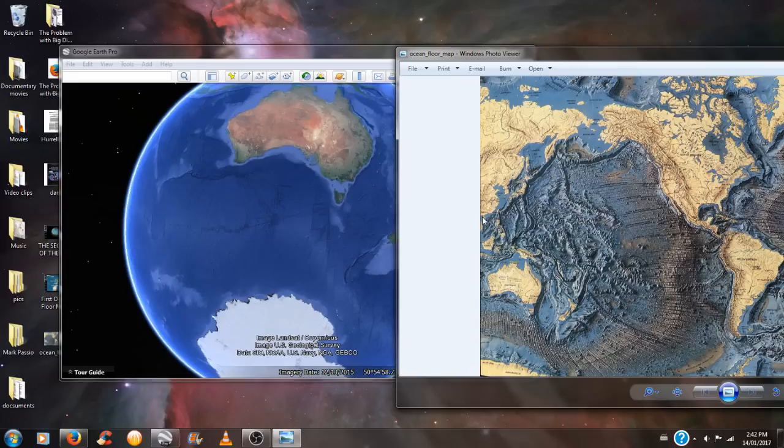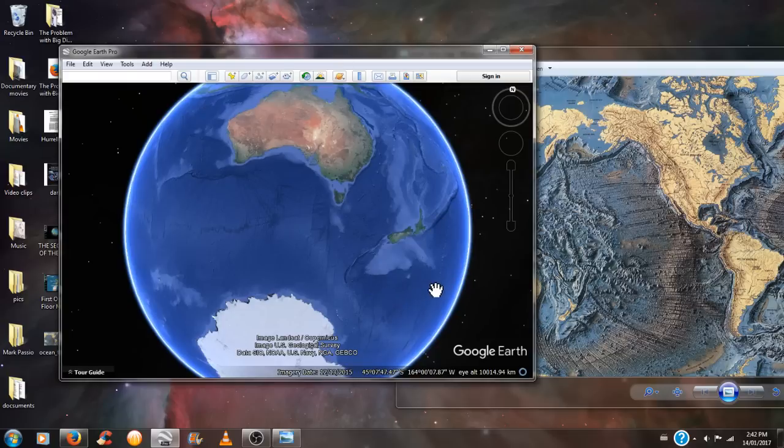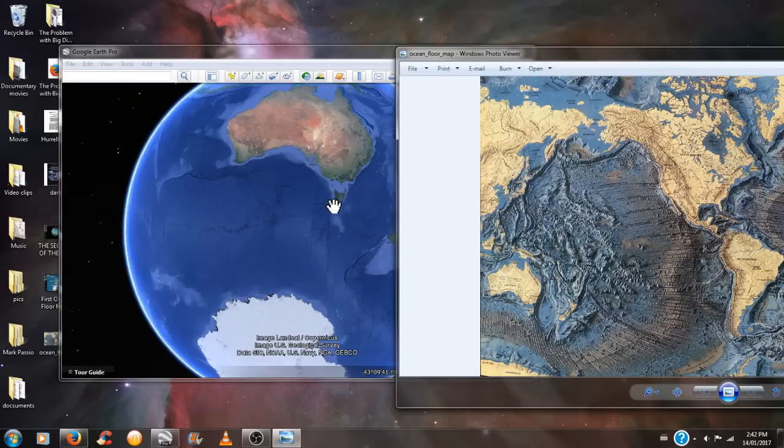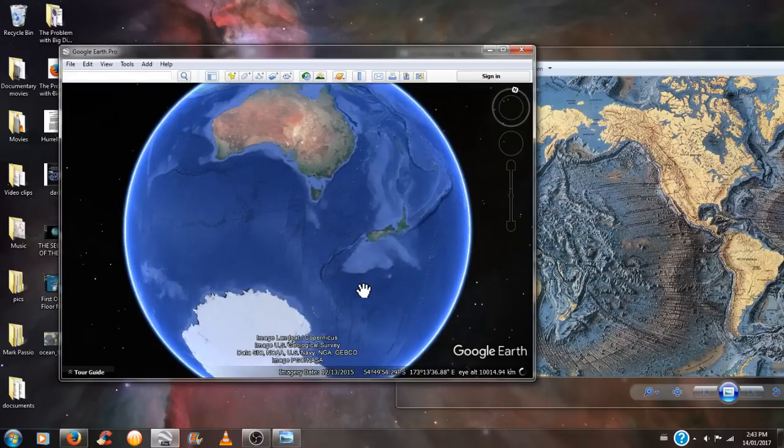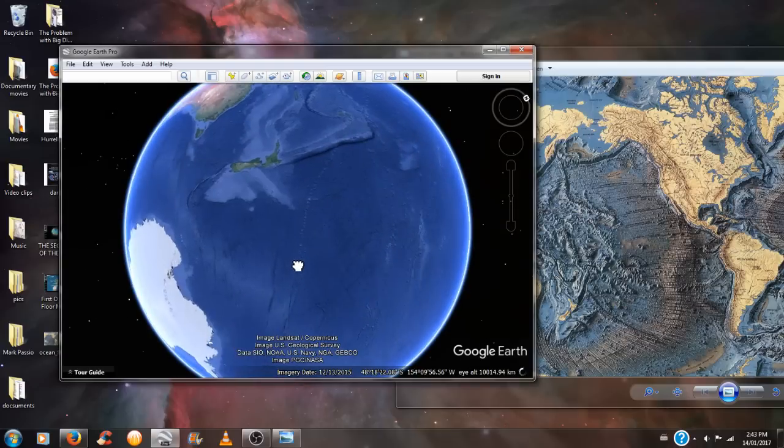As you can see, right here, expansion lines with a ridge line in the middle. We should see something here, right? Should come underneath, wrap New Zealand underneath, through Antarctica. We don't see anything here, okay? Nothing. Why is that? We should see this.